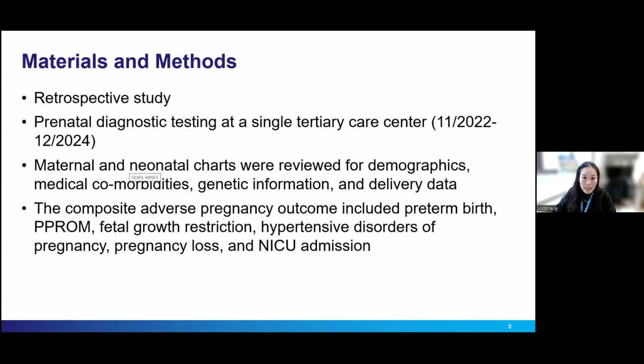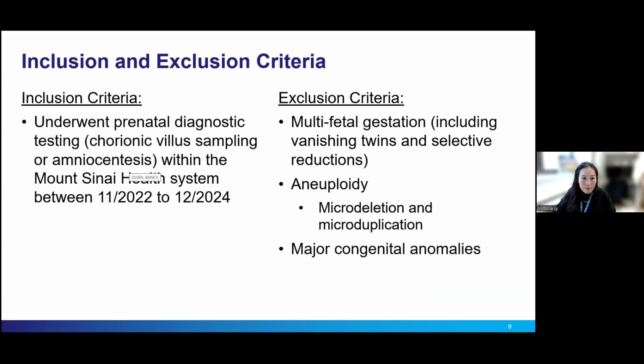We conducted a retrospective study of patients who underwent prenatal diagnostic testing at a single tertiary care center between November 2022 and December 2024. Maternal and neonatal medical records were reviewed to collect demographic information, medical comorbidities, genetic findings, and delivery outcomes. We defined a composite adverse pregnancy outcome that included preterm birth, preterm pre-labor rupture of membranes, fetal growth restriction, hypertensive disorders of pregnancy, pregnancy loss, and neonatal intensive care unit admission.